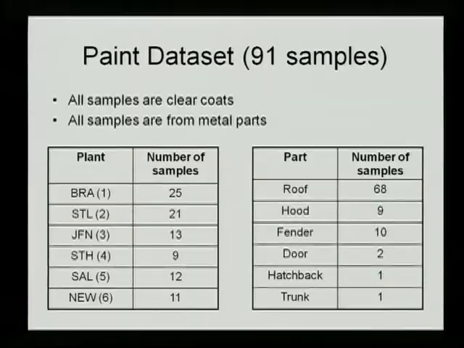This is a summary of the PDQ data set, or should I say the paint data set, that we're going to be using to demonstrate our proof of concept. The number of samples in each plant is shown, and also the distribution of parts is shown. Roof, hood, fender, door, hatchback, trunk.